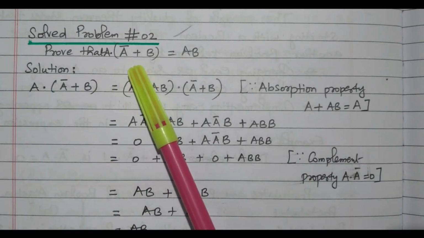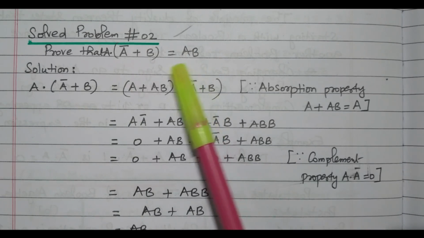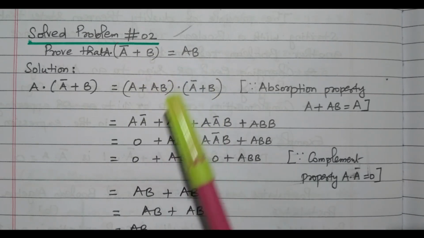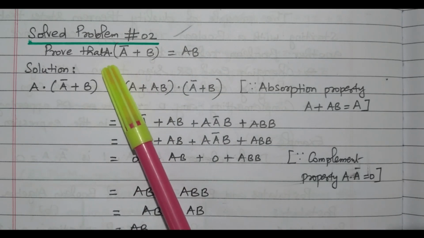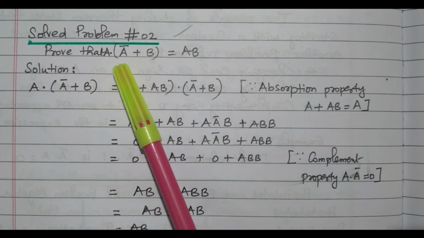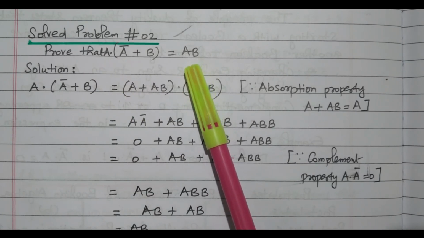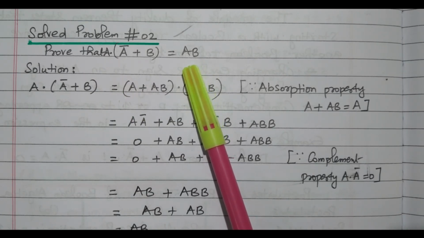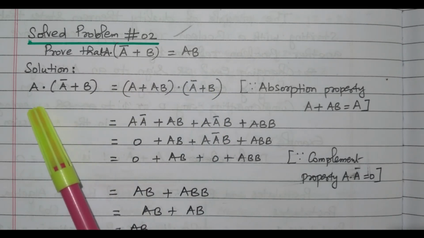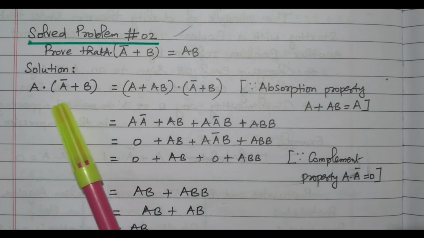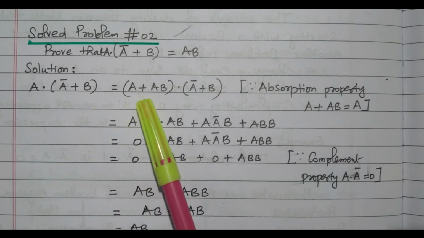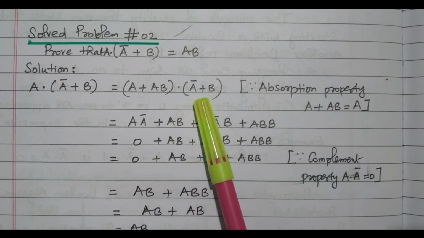A into a bar plus b equal to ab. A into a bar plus b equal to a into b. The previous theorem is based on the OR operation, this theorem is based on the AND operation. Now we'll take the left hand side. A into a bar plus b equals a plus ab into a bar plus b.